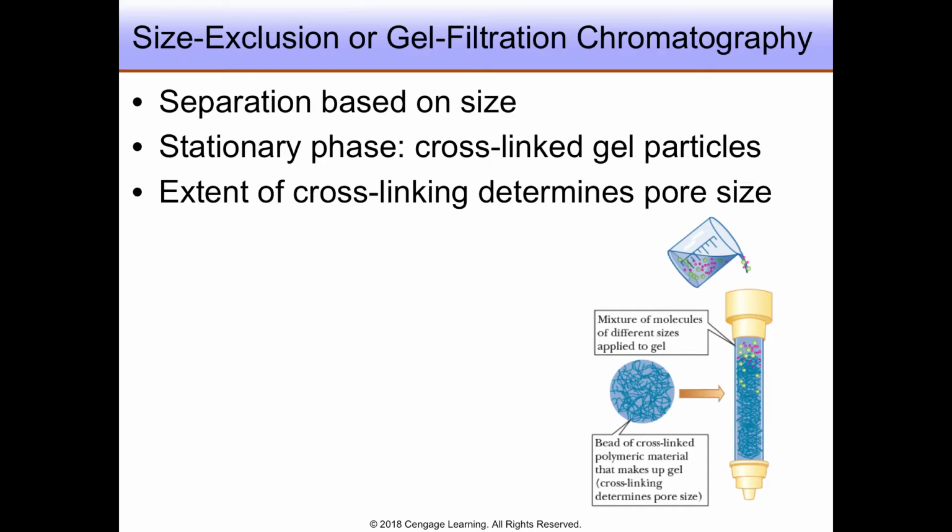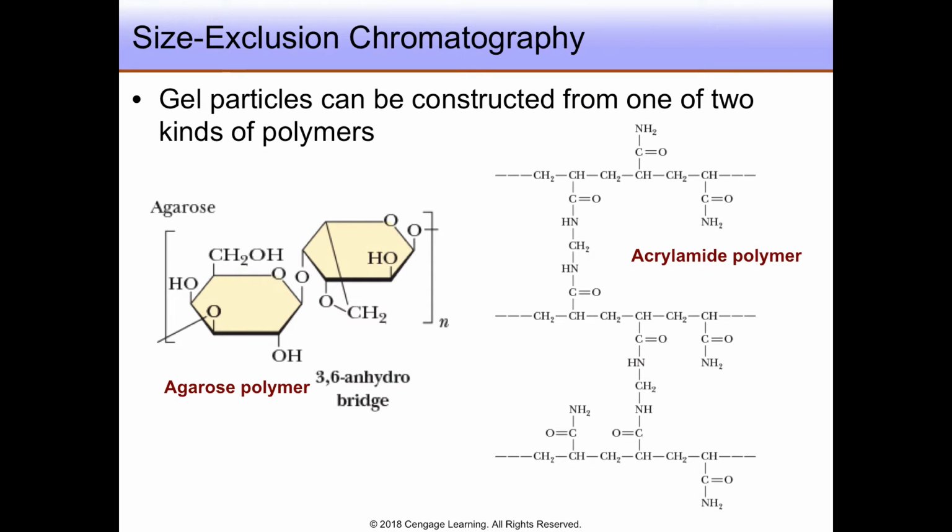Size exclusion or gel filtration is one type of column chromatography. In this case, the separation is based on differences in size or molecular weight. The stationary phase is composed of spherical gel particles that are internally cross-linked to generate a pore. The extent of cross-linking determines the pore size. Gel particles are typically built from one of two different polymers, acrylamide shown on the right or agarose shown on the left.